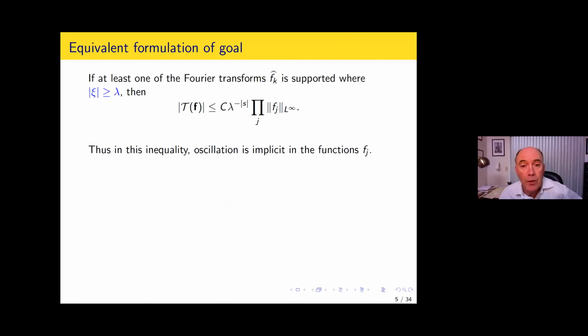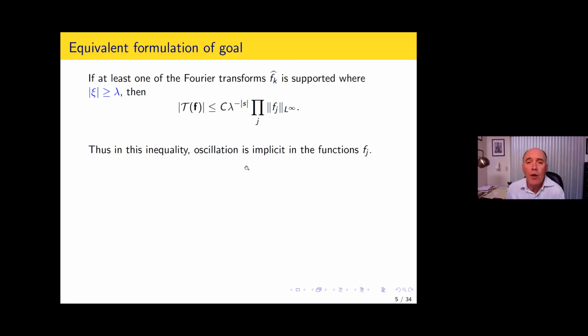Okay, now one can reformulate the goal in a way that doesn't mention negative order sublevel norms. So here we assume some localization of the functions f_j on the Fourier side. So I'm going to assume that at least one of the factors, one of the f_j's, has a Fourier transform that's supported where the frequency variable xi is large, greater than or equal to lambda. And in that case, all we're looking for is a bound in terms of L^infinity norms with a negative power of lambda. Okay, so that's what we're looking for, a bound in terms of a negative power of lambda if the Fourier transform lives at high frequencies.